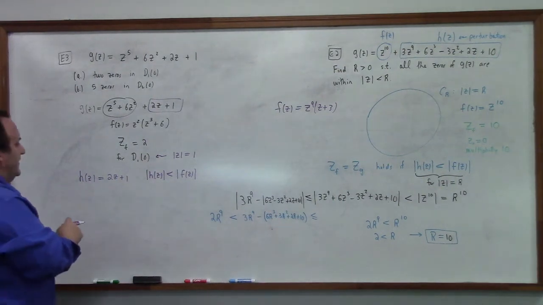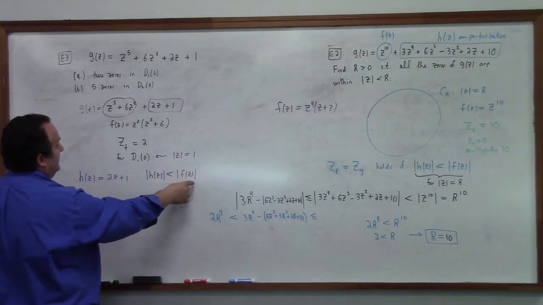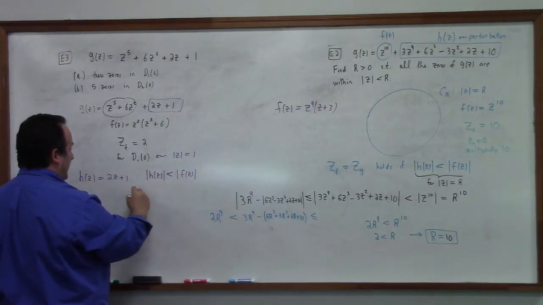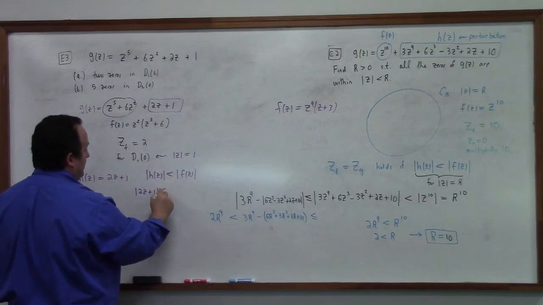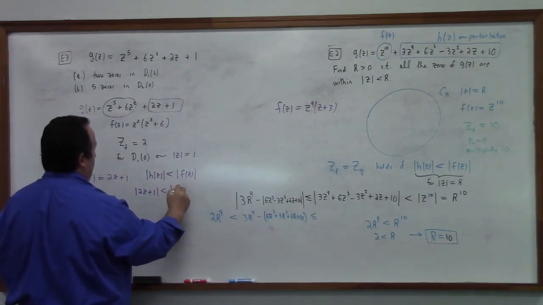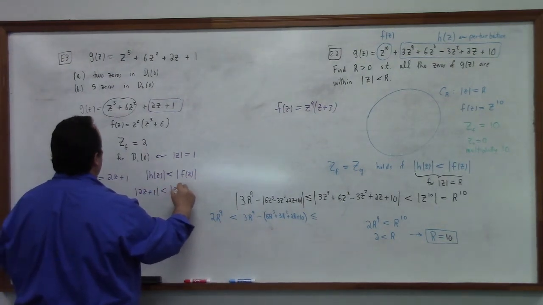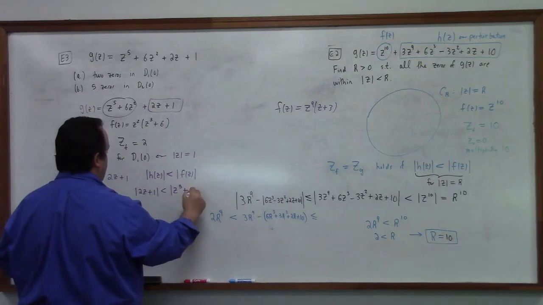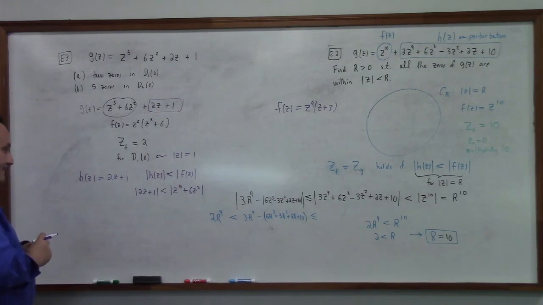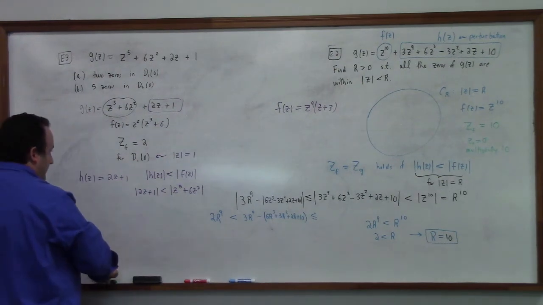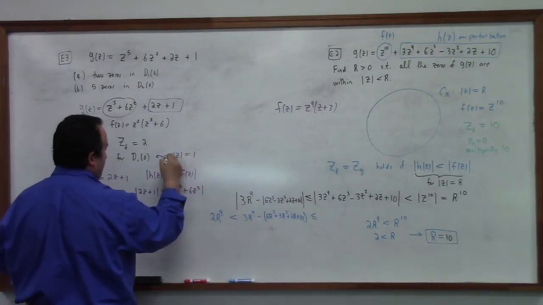Can you guys tell me why the modulus of h of z is less than f of z here? What are we looking at? Why is the modulus of 2z plus 1 less than the modulus of what was f of z, equal to z to the 5th plus 6z squared? And we're dealing with the d1 of 0. The boundary is this guy, right? Yeah.